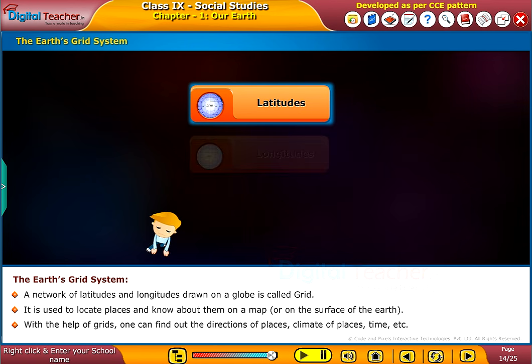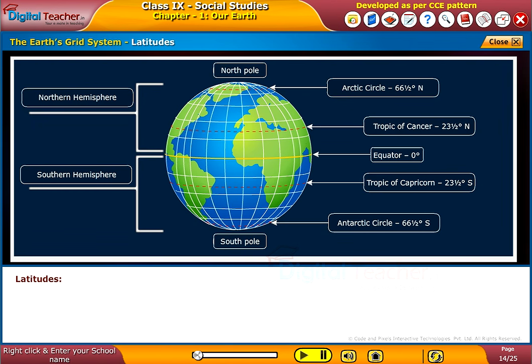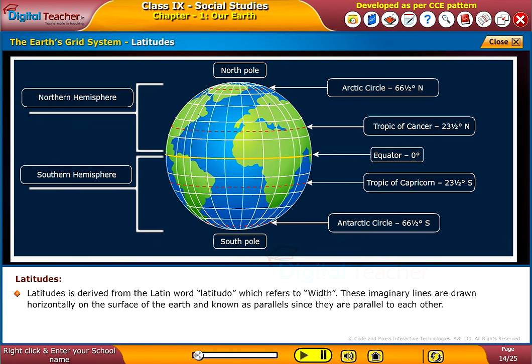Latitudes, longitudes. Click each tab to know more. Latitudes. Latitudes is derived from the Latin word latitudo, which refers to width. These imaginary lines are drawn horizontally on the surface of the Earth and known as parallels since they are parallel to each other.